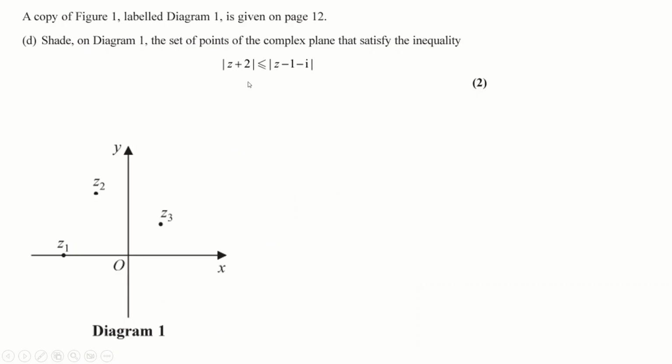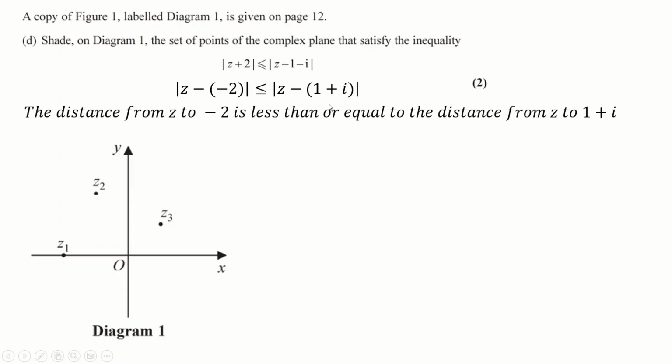Shade this thing here. Now, firstly, we need to write this in the form z minus something, so we'll do this. And likewise, this one, z minus something. And this is saying we want the distance from z to minus 2, which is what this means, the distance from some point z to minus 2, to be less than or equal to the distance from z to 1 plus i. So that's what that means in English. So 1 plus i is here and minus 2 is here, so those are useful. Obviously, this point here is close to this one, so that would work, and so is this point here. But this point would not work. And of course, the dividing line is a line that goes roughly through the middle like this.